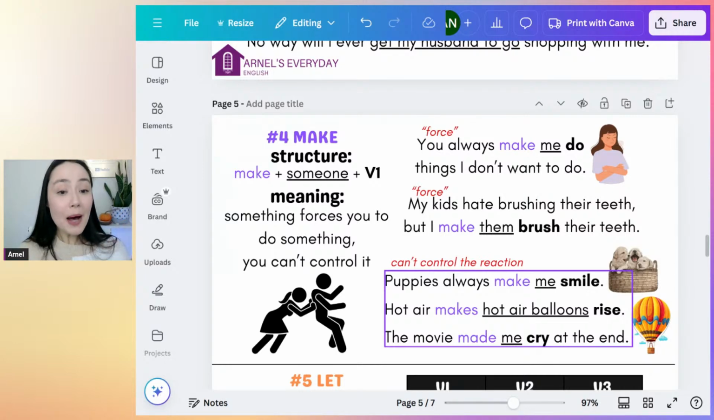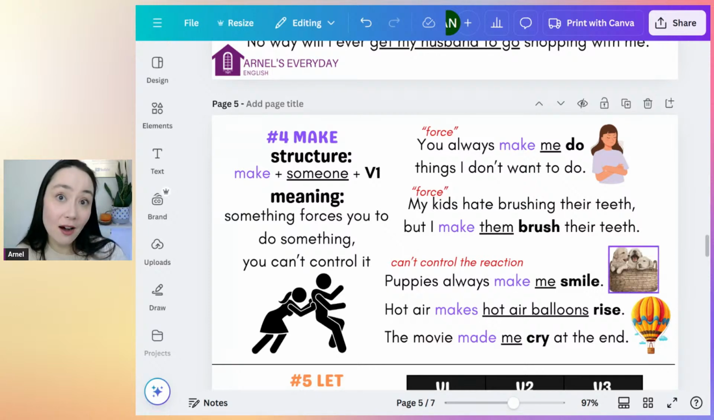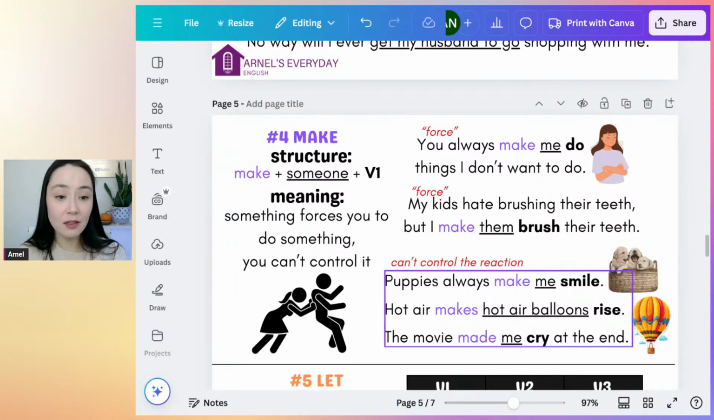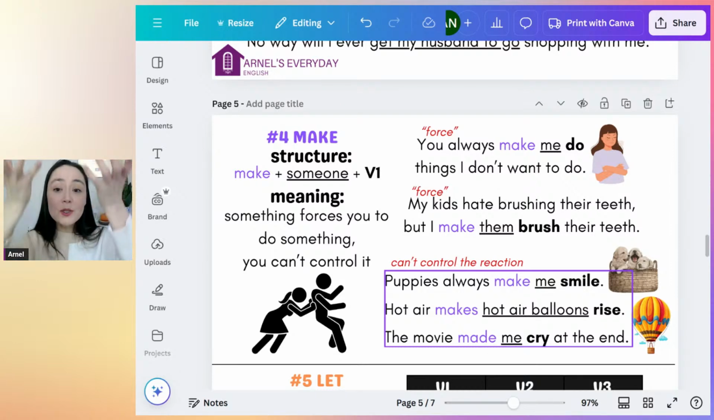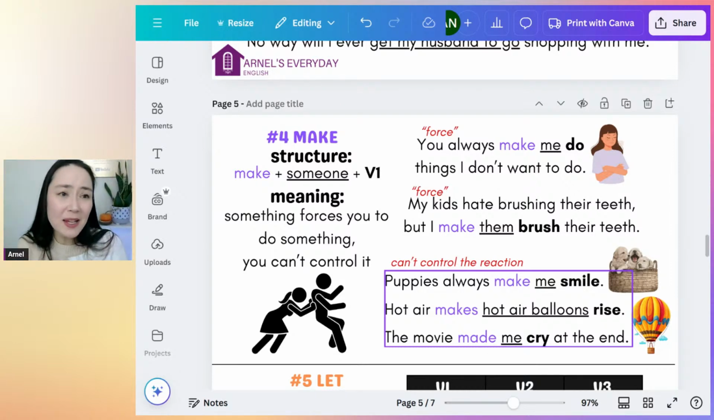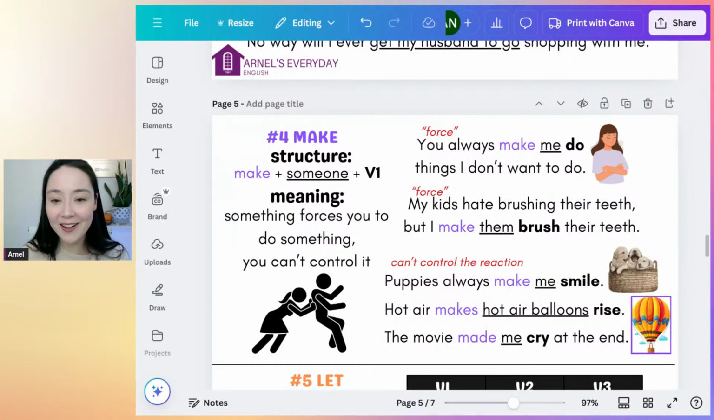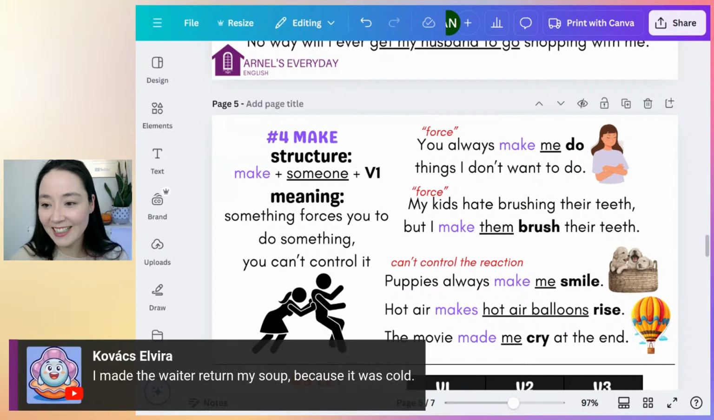Puppies. Puppies always make me smile. And puppies are baby dogs. Those are puppies. Hot air. Hot air makes hot air balloons rise. You can't control that. That just happens. And this is a hot air balloon. Elvira, I made the waiter return my soup because it was cold. Yep, if it's not the temperature you like, they need to heat it up.